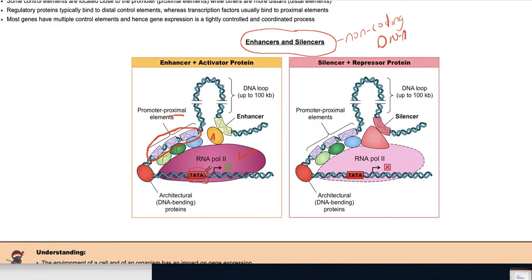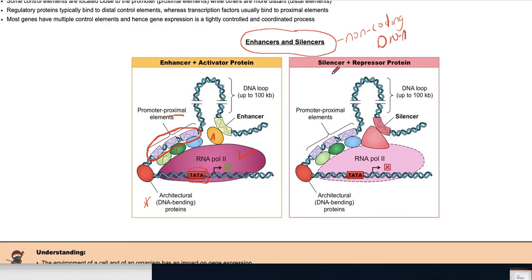You're not responsible for knowing this, but this is what we call a TATA box. And the TATA box is the initiation site of transcription, just FYI. Other things involved here that you don't need to go into, but there are also architectural DNA bending proteins that allow the DNA to bend, so that all of these regulatory proteins and enzymes can work in conjunction as a complex, which is actually pretty cool.